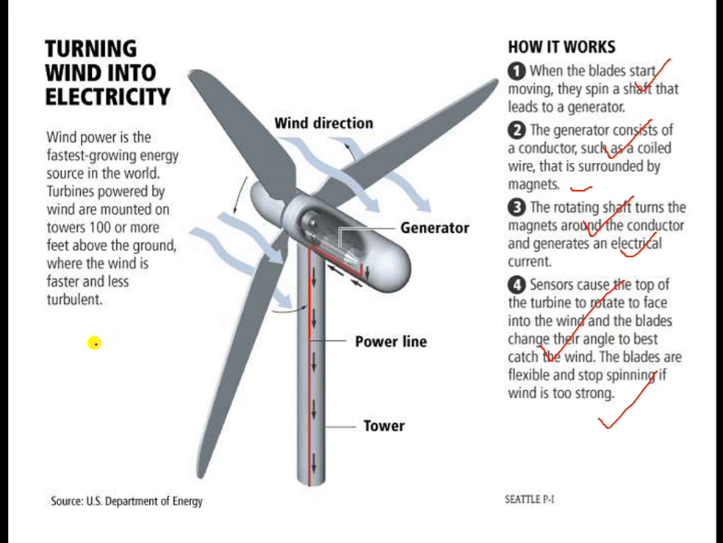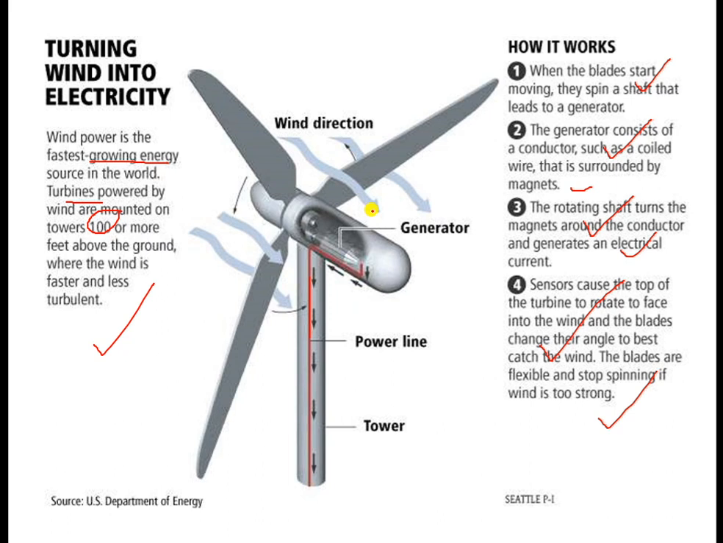So in this way, just see that wind power is the fastest growing energy source in the world. Turbines powered by wind are mounted on towers which are 30 meters or 100 feet high or more. Try to remember that, where the wind is faster and less turbulent. That is also very, very important. Why less turbulent? Because if the turbulence is more, then it may cause damage to the turbine blades, turbine rotor, or the whole system of the wind power plant.